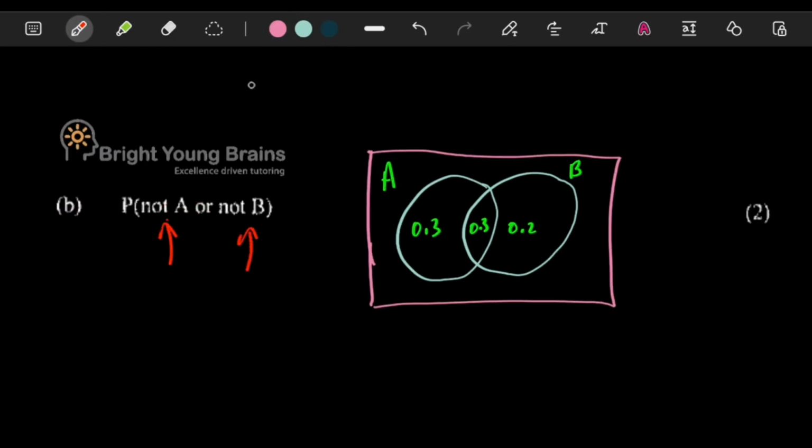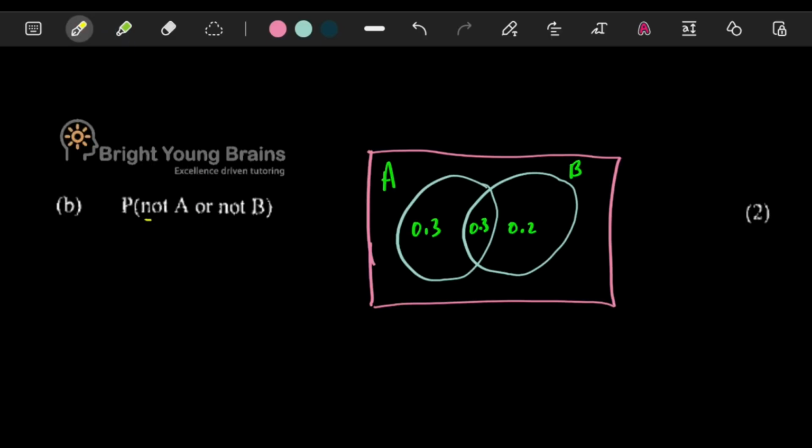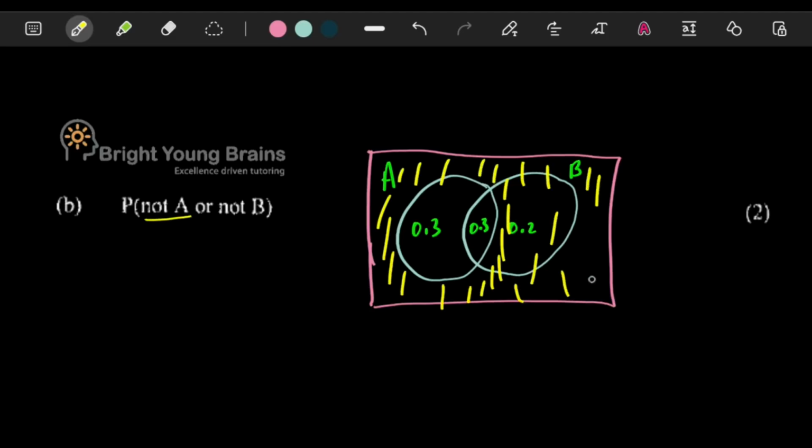Well, the thing is, what you want to do is use color. A Venn diagram always works if you have color. So the first thing is, let's use color for what is not A. So where is not A? Not A is everything outside of A. Like this is what not A is. This part that I've colored in yellow, that is not A.